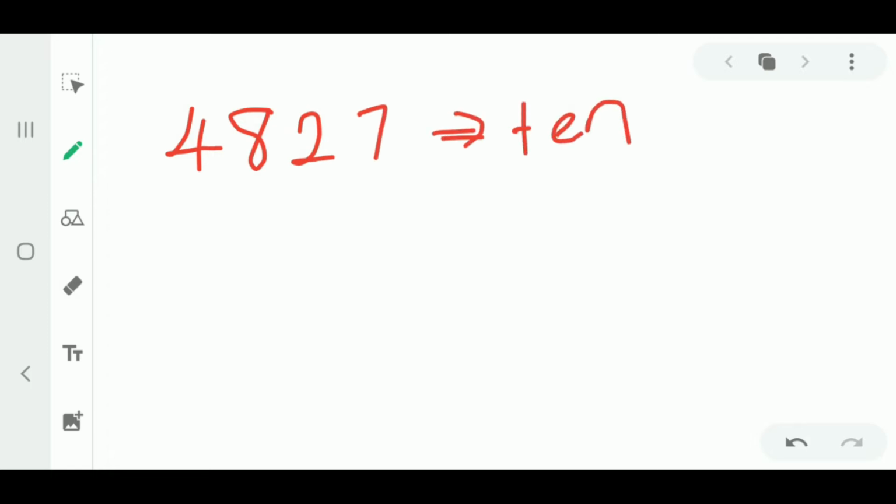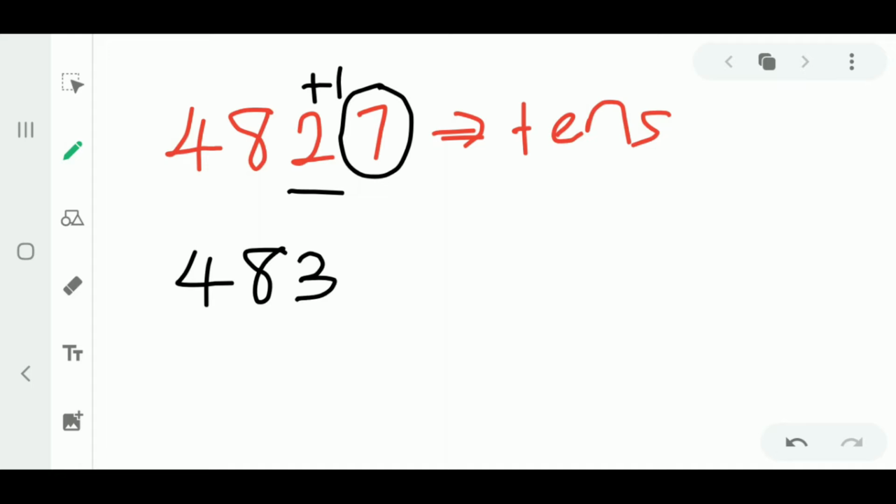Let's consider the number 4827, and we want to round it first to the nearest 10. The first thing you do, you look for the number that is in the tens position, which is the 2 here. You then look to the immediate right and you circle that number here. If that number is 5 or 6 or 7 or 8 or 9, you add 1 to the number that is underlined. So the answer is now 4830, and any number that comes after that is a 0.